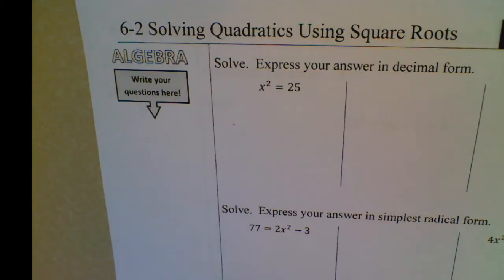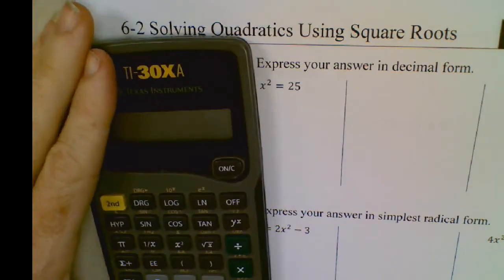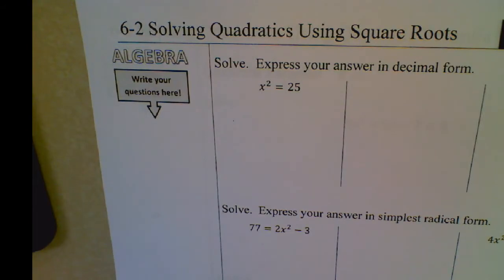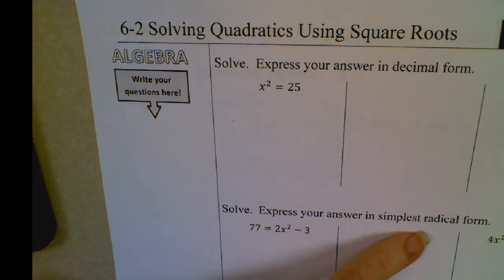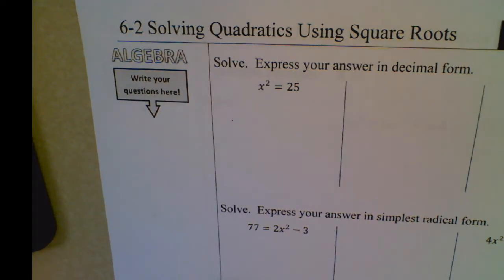Right, 6-2 is solving quadratics using square roots. So now we've gotten pretty good at radicals, pretty good at square roots, and we're going to utilize those to help solve our quadratic functions. This is a section where it is okay for you to have a calculator. Sometimes I'm going to ask you to give me answers in decimal form. Sometimes I'm going to ask for simplest radical form. So depending on which one I ask for, you may or may not need your calculator.